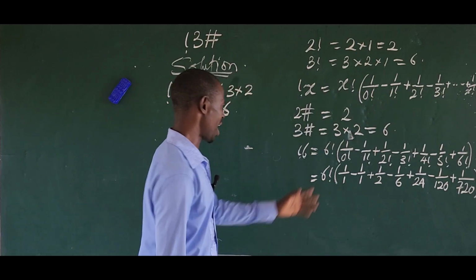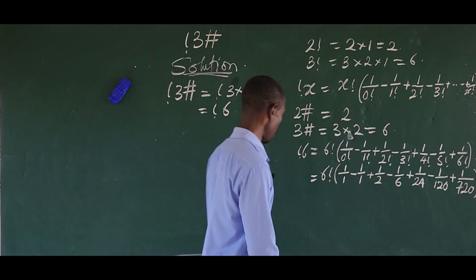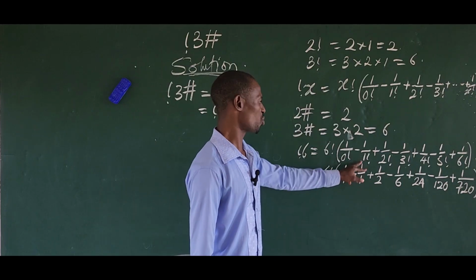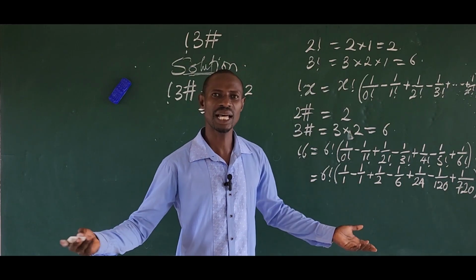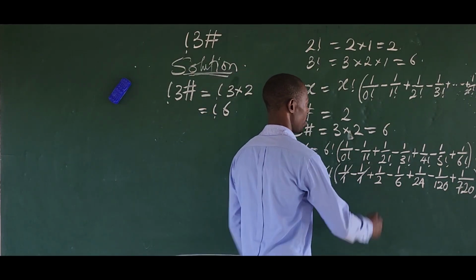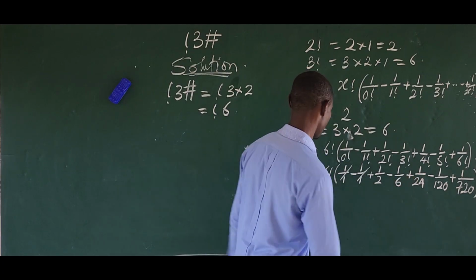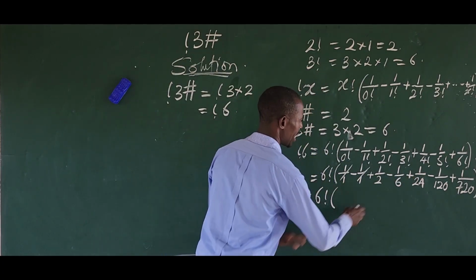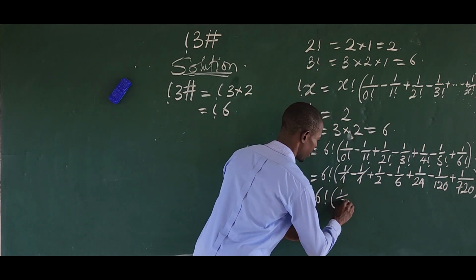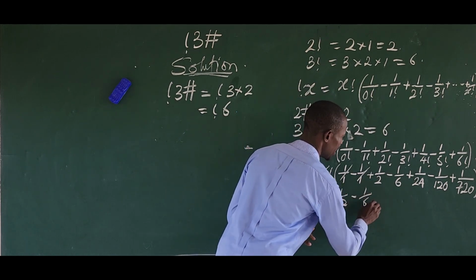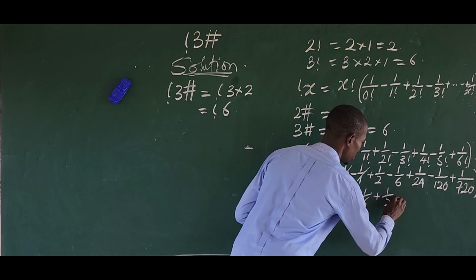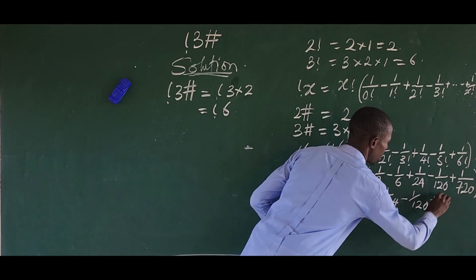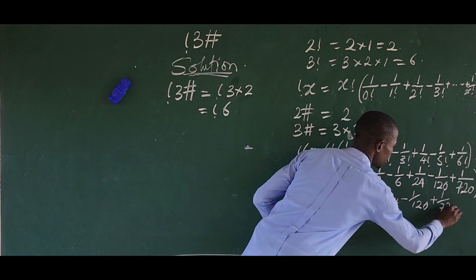Wow. So now we have this. The first thing we observe here is this: we are having 1 over 1 minus 1 over 1, so we can cancel out. If we cancel out here, we are now left with this expression. So this is going to give us 6 factorial, the bracket, 1 over 2 minus 1 over 6 plus 1 over 24, then minus 1 over 120, then plus 1 over 720.